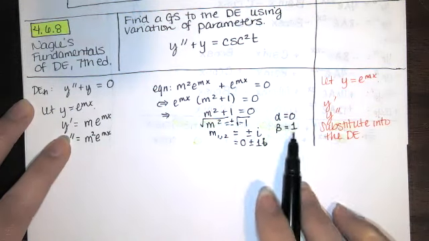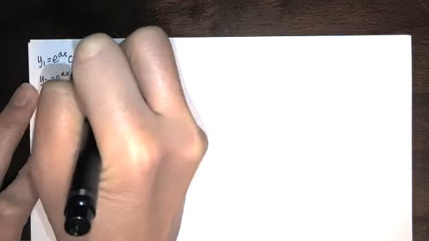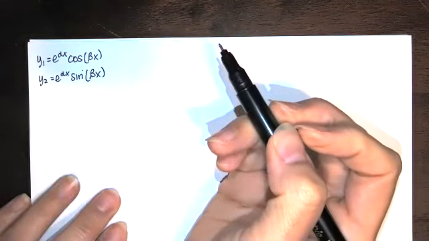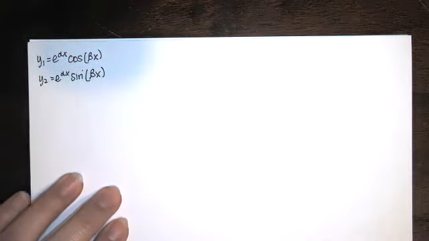So these will tell us the forms of y1 and y2. Since we had complex conjugate roots, y1 is e to the alpha x times cosine of beta x, and y2 is e to the alpha x times sine of beta x, where alpha and beta are the real and imaginary parts of that complex conjugate pair. Well, the beta is the absolute value of the imaginary part.